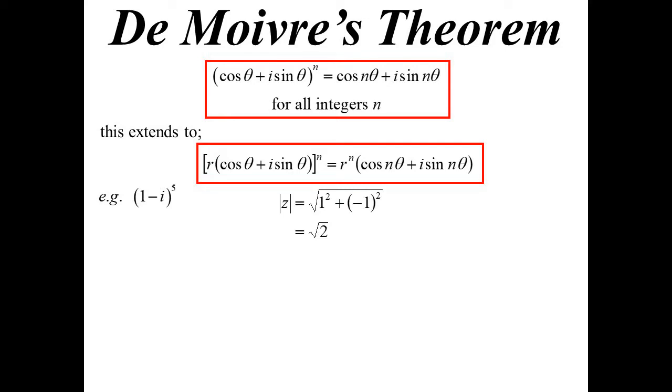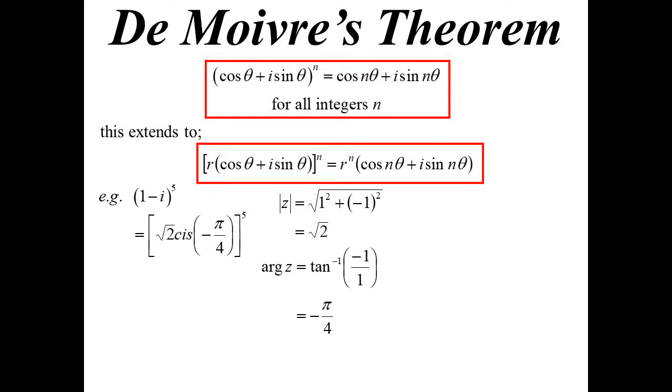So the modulus of z is the square root of 2. The argument is minus pi on 4. So if I change it to mod-arg form, I get root 2, and the argument's minus pi on 4, all of that to the power of 5. Well, root 2 to the power of 5 is, what's that going to be? 4 root 2, isn't it? So that'll be 4 root 2.